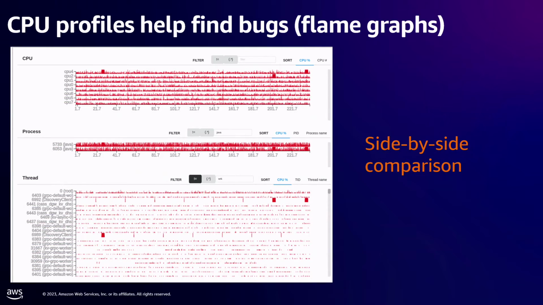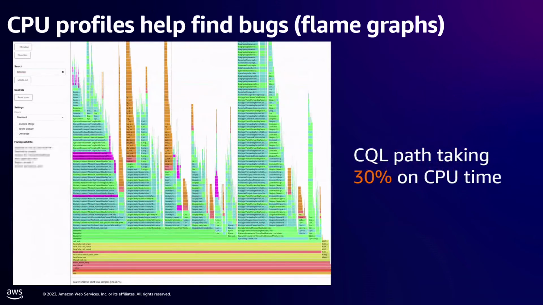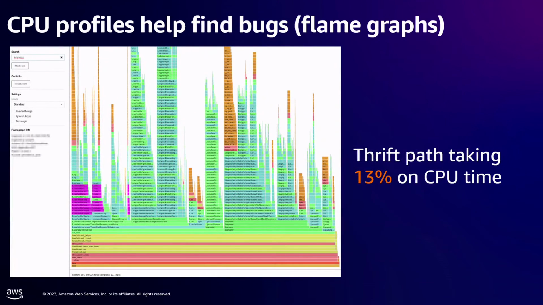We have also used CPU profiles to compare processes side by side. As you can see in this example, we have two processes running. One is the SQL process and the other one is the Thrift. And we used CPU profiles to find out the performance of each. After the evaluation, we realized the SQL path is taking 30% of the CPU time, whereas the Thrift path is taking 13% of the CPU time.